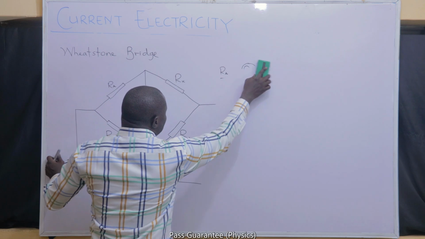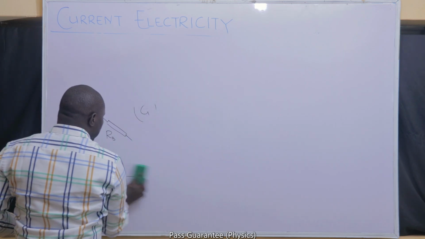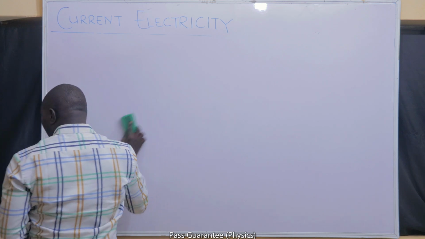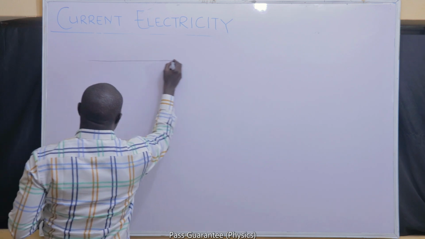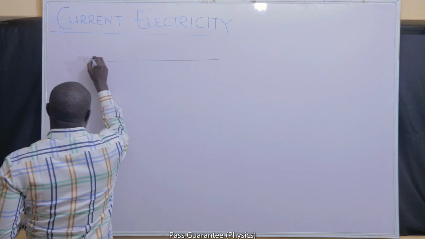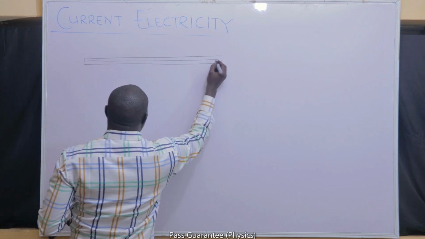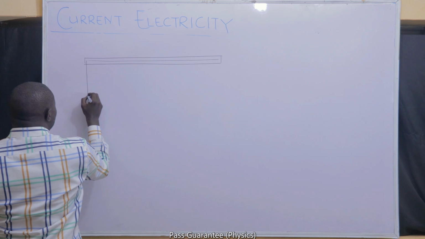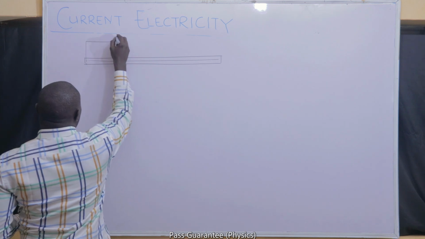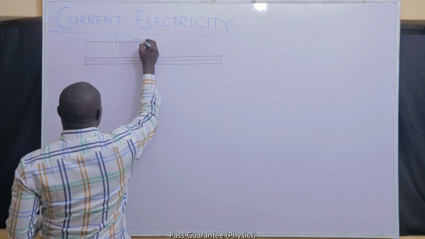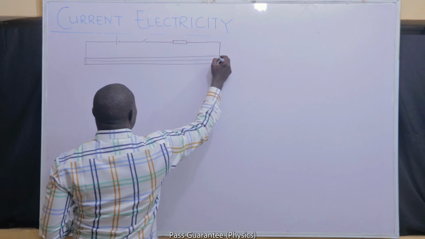We have the meter bridge. The meter bridge is also designed to measure the resistance of an unknown resistor. What you need to do is to get a wire on a meter rule. That's why it's called a meter bridge: a wire on a meter rule. One end of it is connected to a cell. You can have a switch. You can have another standard resistor to ensure that the current does not become too high.